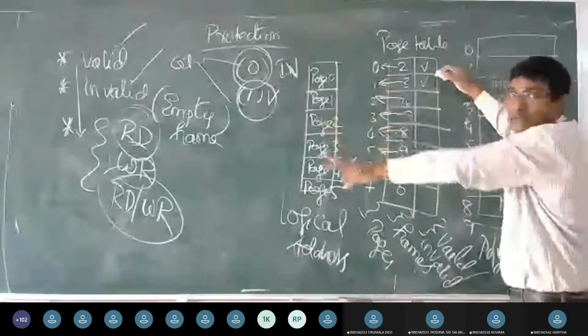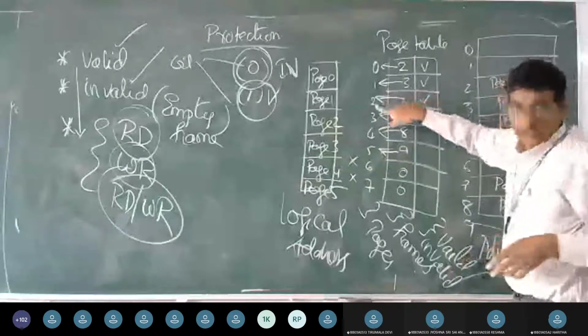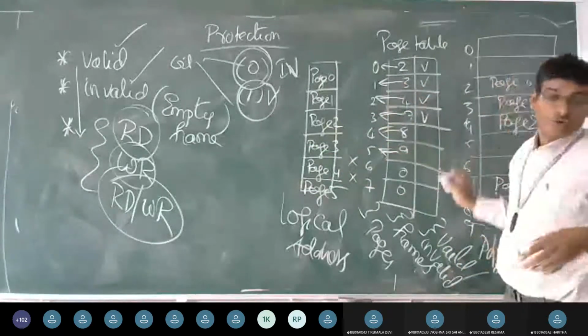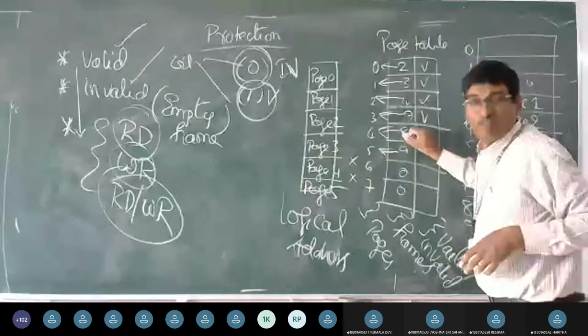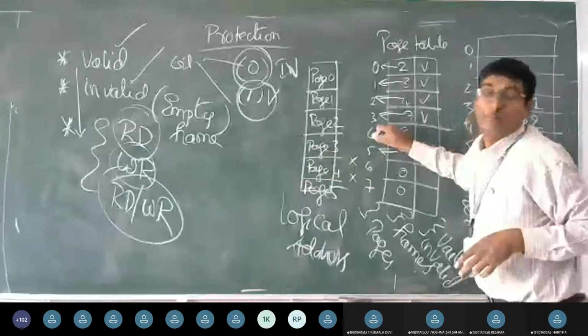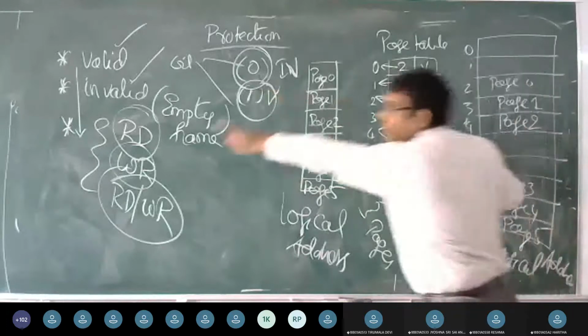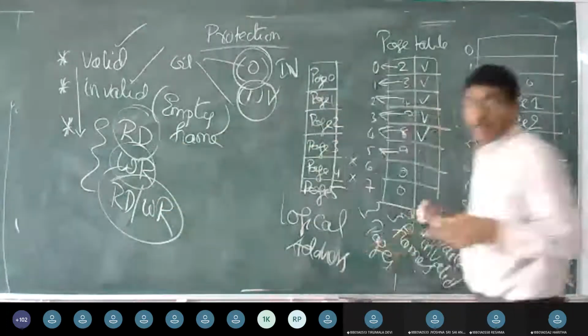We can do read, write, or read, write. So valid. Eighth frame is associated with fourth page. That means it is valid so that we can do read, write, and read, write.